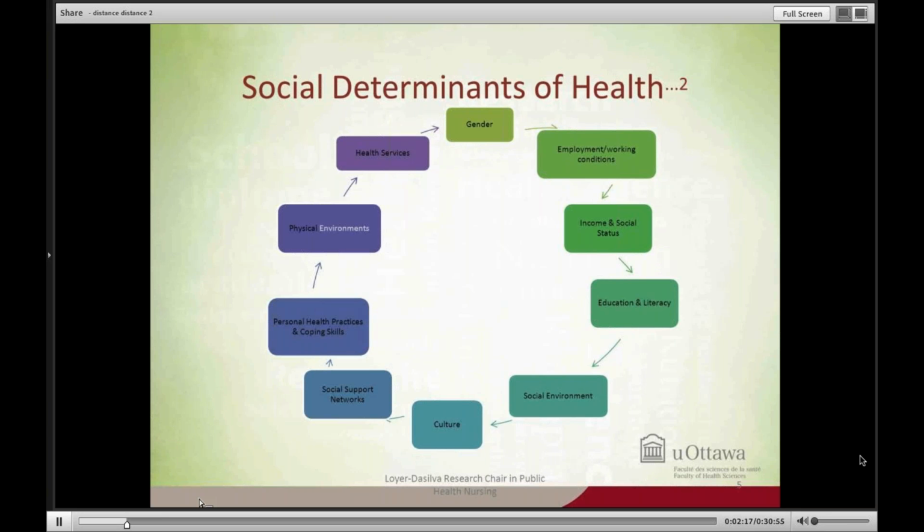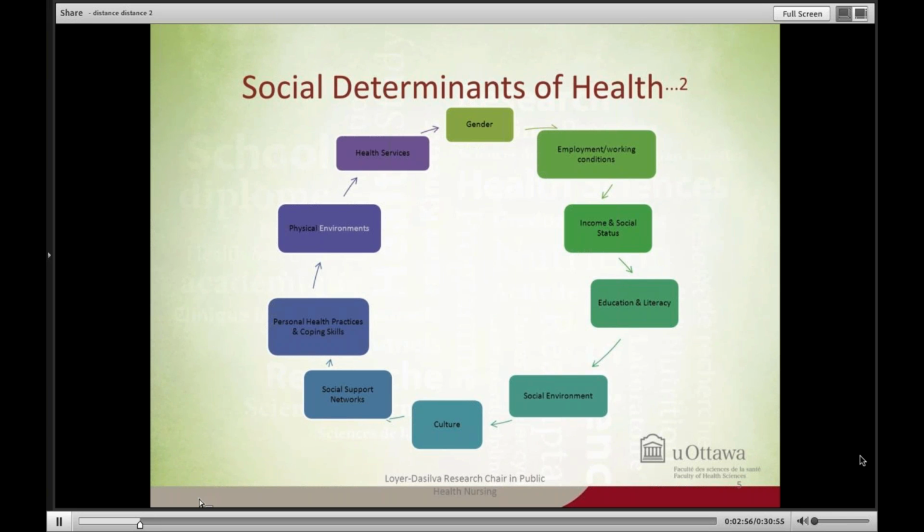I would just quickly look at the social determinants of health as defined by our own Health Canada. When you look at some of the work, even on the Public Health Agency of Canada website, these are the key areas that have been identified as factors that determine health: gender, health services, employment and working conditions, income and social status, education and literacy, social environment, culture, social support networks, personal health practices and coping behavior, and physical environment.